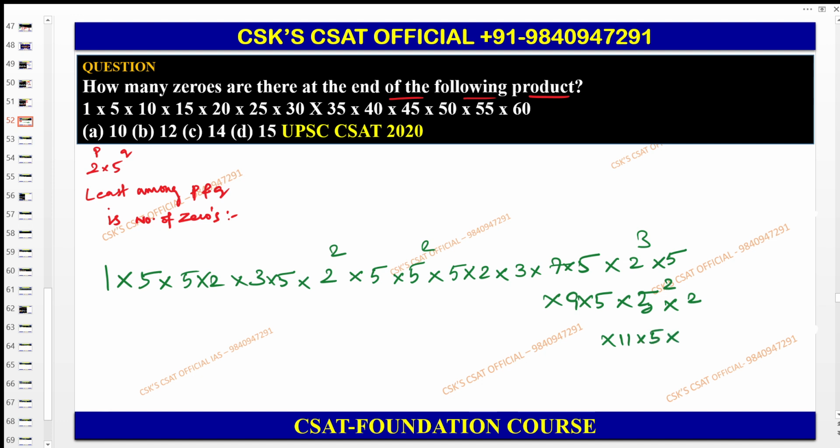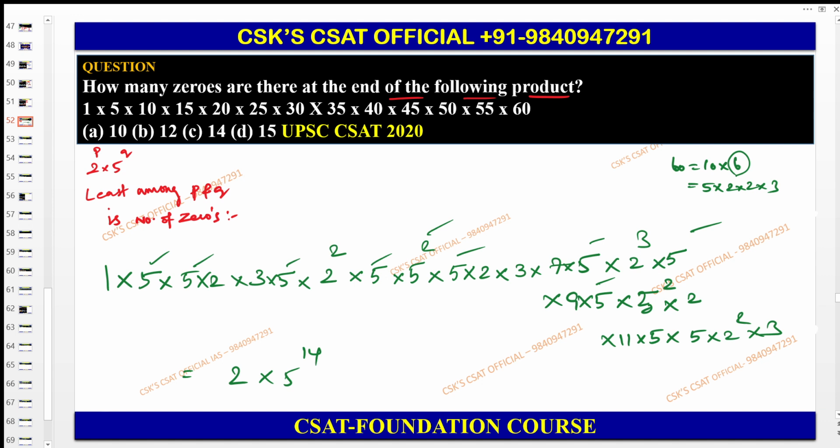60 can be written as 10 into 6. 10 can be written as 5 into 2, and this 6 can be written as 2 into 3. So therefore 5 into 2 square into 3. Now how many 2's are there? Leave the 3, 7 and all. You have to check the maximum powers of 2 and the maximum powers of 5. Then the least among the two powers is the number of zeros. So here 1, 2, 3, 4, 6, 7, 8, 9, 10, 12, 13, 14. So 5 power 14.